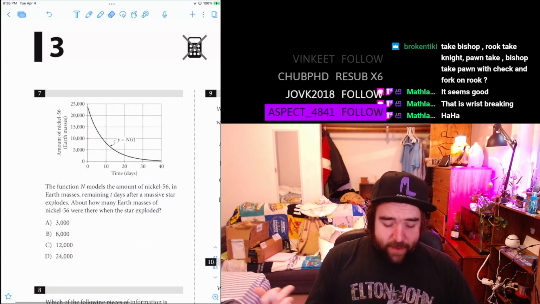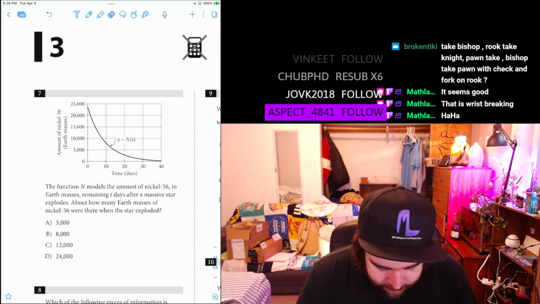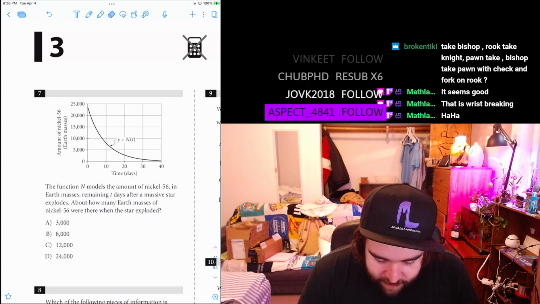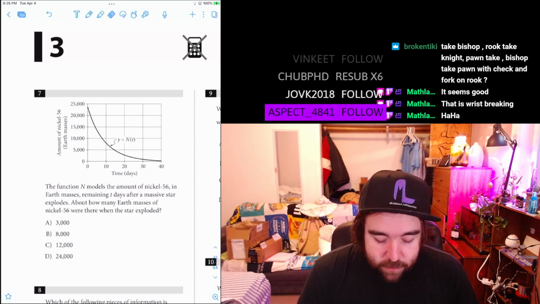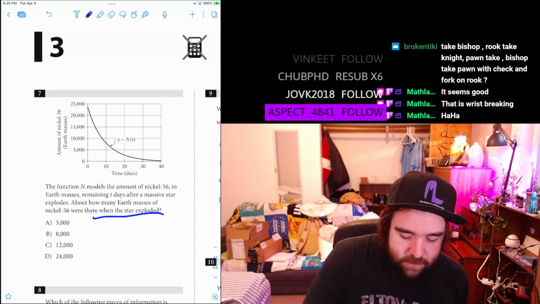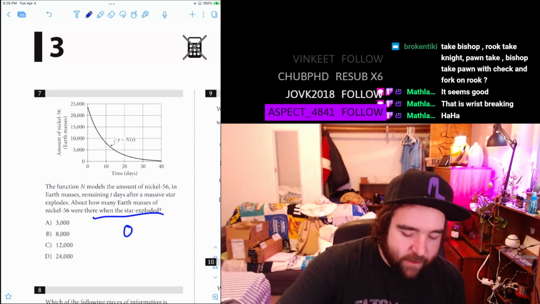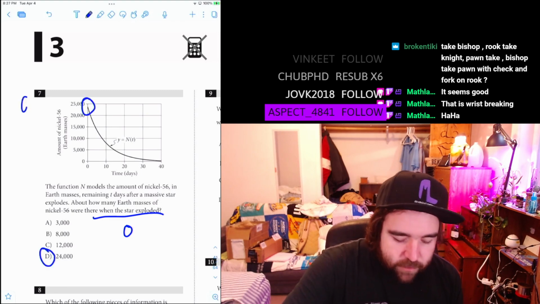Function n models the amount, yada yada. How many Earth masses were there when the star exploded? Oh, wait, what? The function n models the amount of nickel-56 in Earth masses remaining t days after a massive star explodes. So right when it explodes, how many days have passed? 0. It's an initial condition. I always say if you're looking for an initial condition, that's a y-intercept. Looks like it's about 24,000.